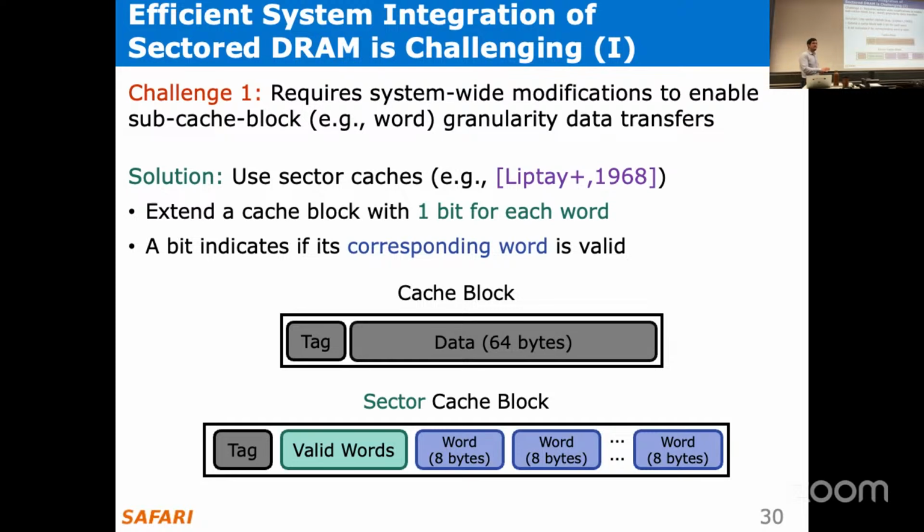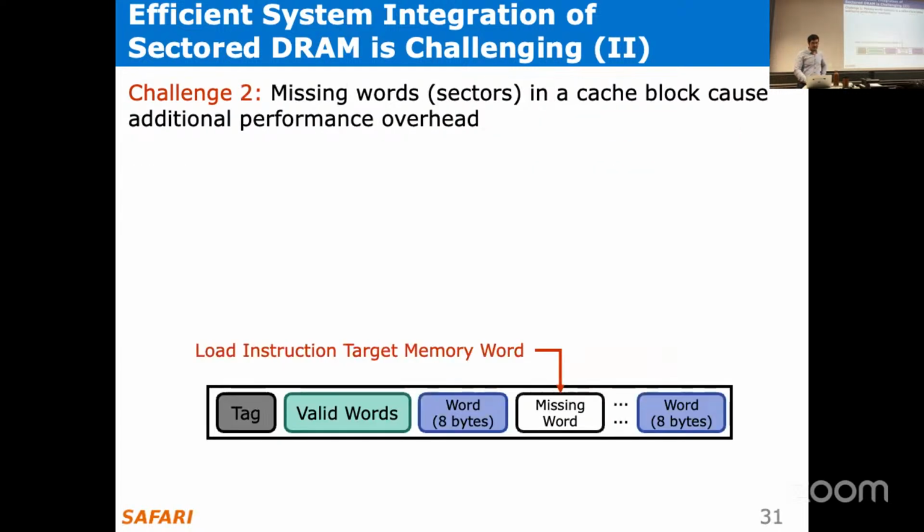There is more to this than just sector caches, but implementing sector caches allows us to transmit data at sub-cache block granularity, which we don't have in today's systems. Let me make it more clear. If you were to implement it in a system that we have today, you would have sub-cache block data transfers. Because we now retrieve a word with each memory access and not the whole cache block it belongs to, missing words in a cache block will cause performance overheads, as you need to repeat memory accesses.